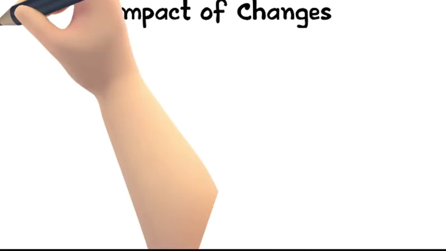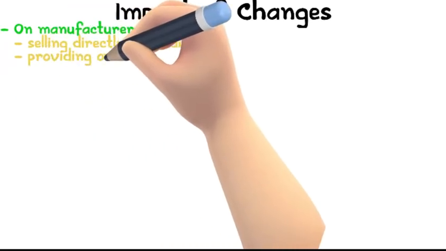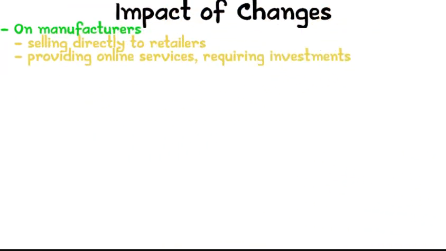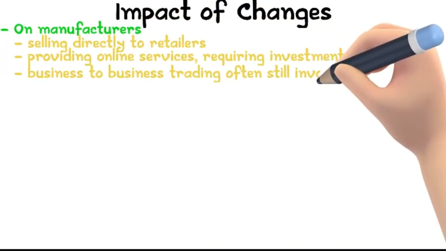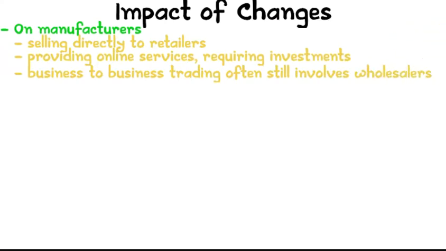Impact of changes in wholesaling on manufacturers. Manufacturers are adapting to the needs of retailers by selling directly. Manufacturers are also providing online services, which require investments. Business-to-business trading often still involves wholesalers though, as only about 10% of business-to-business happens online.